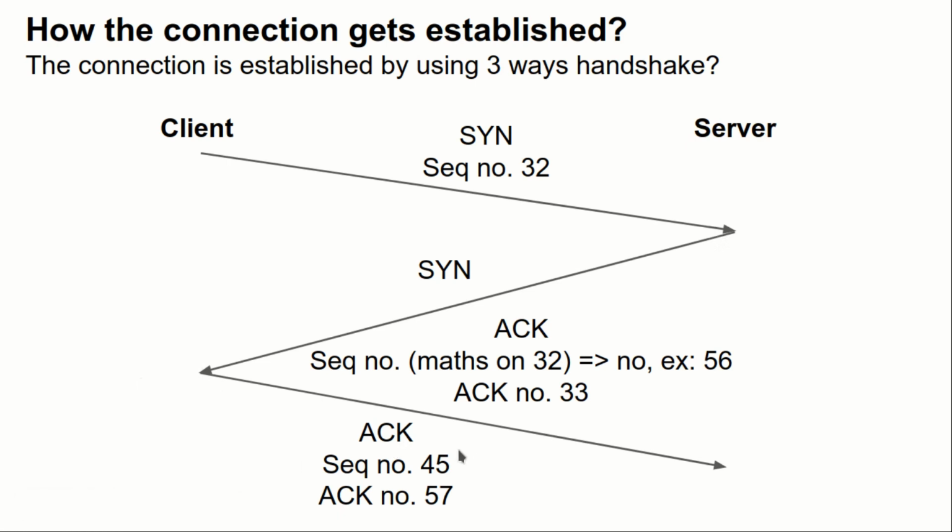After that, the sequence number is randomly created, 45 let's say, and the acknowledgement number is equal to the previous sequence number plus 1. The previous sequence number this time is 56, so it will be 56 plus 1, 57. In this way the connection is established through the three-way handshake.